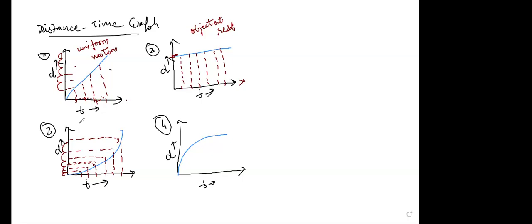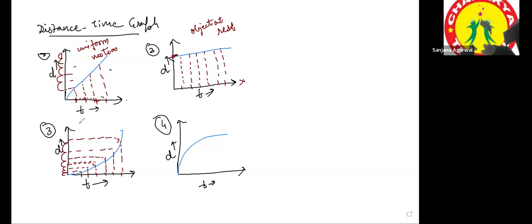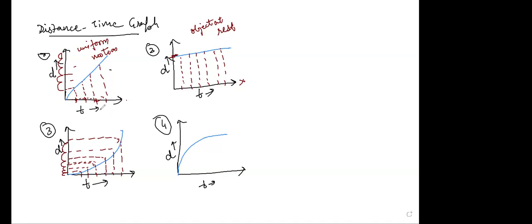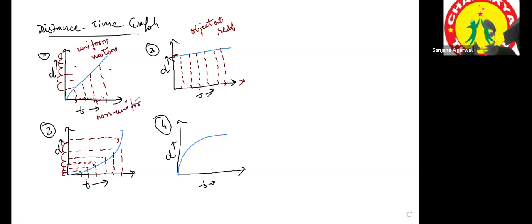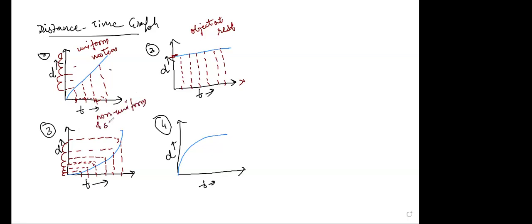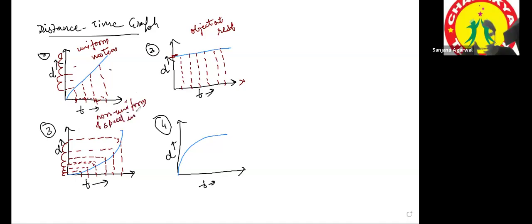Non-uniform, definitely. But what about the speed? Any idea about the speed? Ma'am, the speed would be changing. Definitely changing. We can say it is increasing. Speed increasing gradually. And if you do a similar thing on this one, you will find this is also non-uniform and the speed is gradually decreasing. Fine.